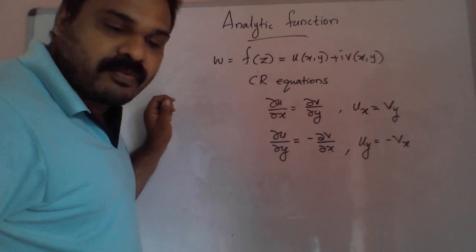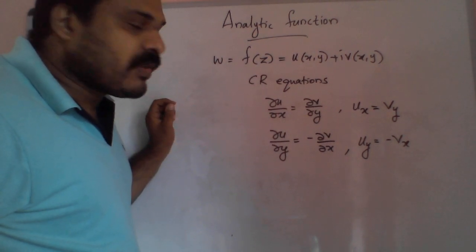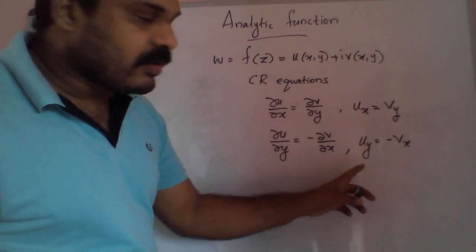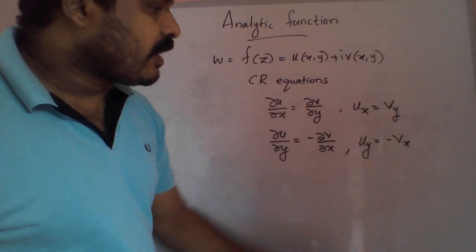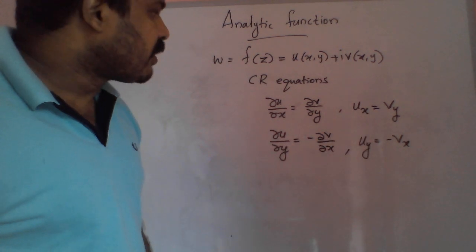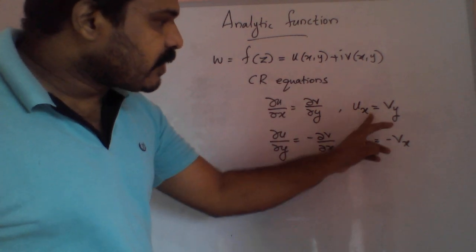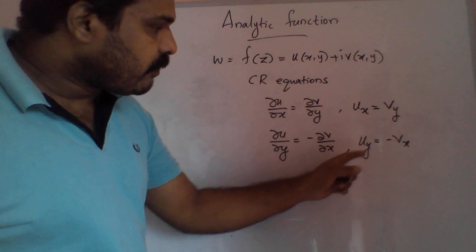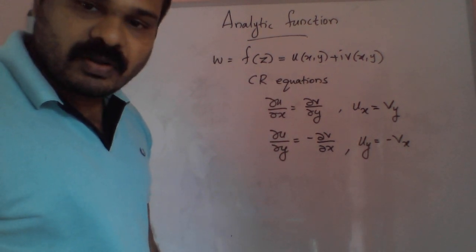So the necessary condition for a complex function to be analytic is that it satisfies the CR equations ux is equal to vy and uy is equal to minus vx. If any one of these CR equations is not satisfied, then the complex function is not analytic. That is, if ux is not equal to vy, or if uy is not equal to minus vx, then the complex function is not analytic.